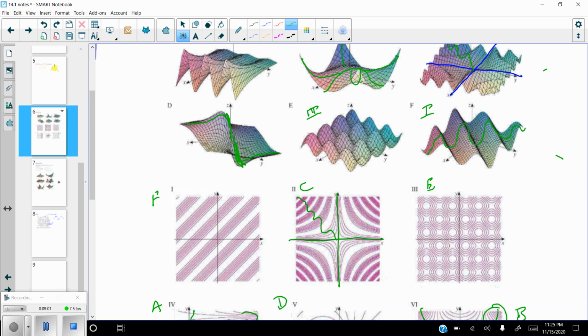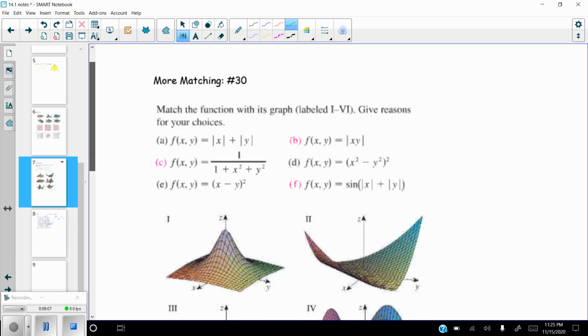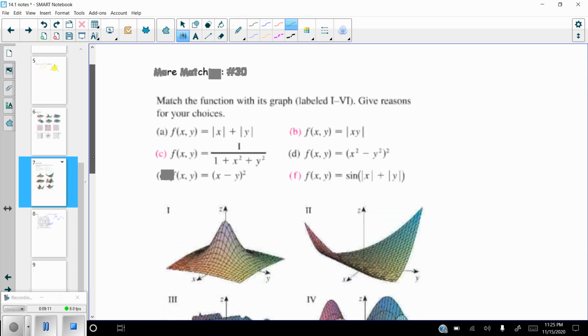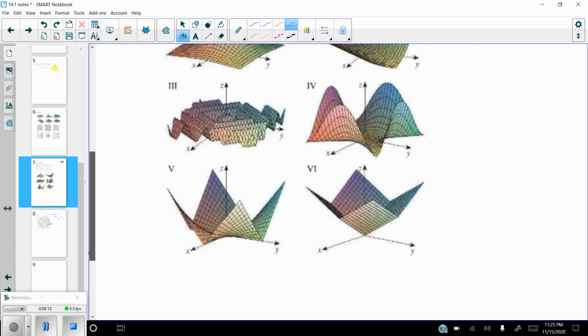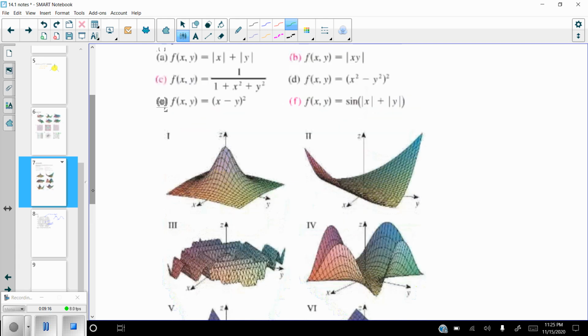one more set of these things. This time, we're going to be given the functions as opposed to the contour maps. So we want to match, there's no other ones on here. So we want to match these functions with the contour maps. I'm sorry, with the actual functions itself. Okay, so let's see here.